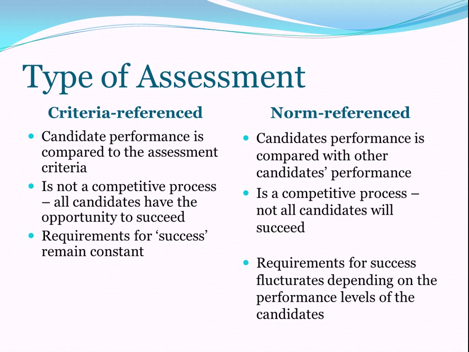It is a competitive process. Not all candidates will succeed, and the requirements for success fluctuate depending on the performance levels of the candidates. And when we talk about a norms reference system, we're talking about the system used within a tertiary education system, where you'll hear people talk about the standard bell curve, where a group of people, let's say 100 people, results are compared to each other, and there will be a certain amount of failures, as well as a certain amount of passes, and also a certain amount of people that achieve honours or distinctions.